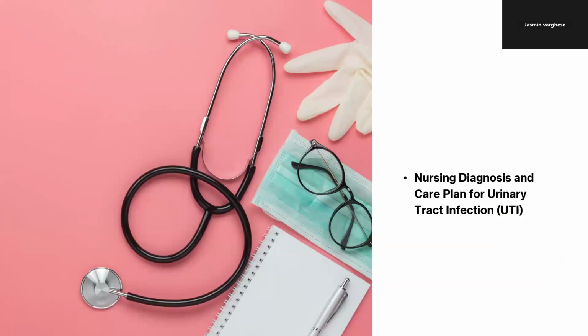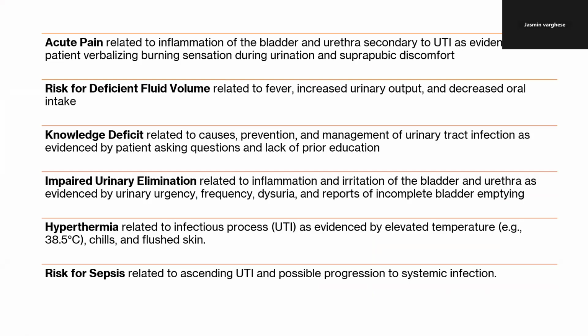Now, the main thing is nursing diagnosis, right? So now we will see the nursing diagnosis. There is a list of nursing diagnoses, and here you can see the nursing diagnoses based on priority. The first one is acute pain. Acute pain related to inflammation of the bladder and urethra, secondary to urinary tract infection, as evidenced by patient verbalizing burning sensation during urination and suprapubic discomfort.